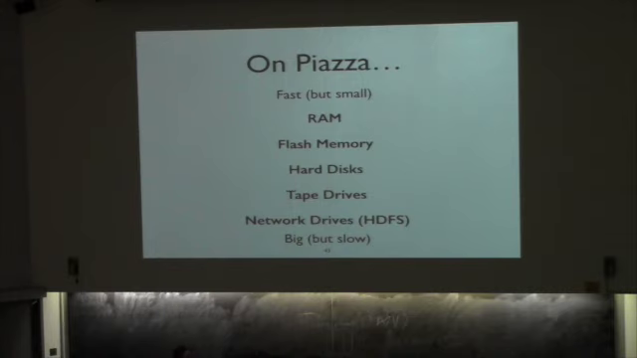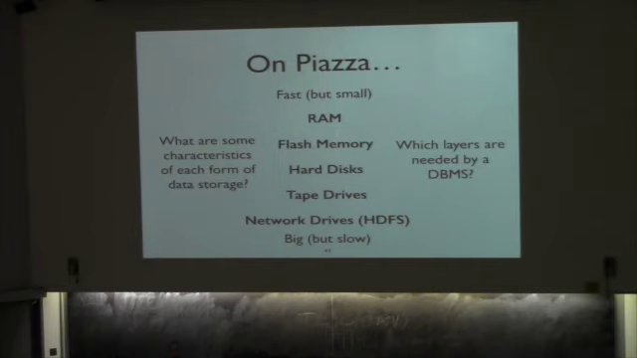So for the cheesecake tokens of the week, I'd like some discussions on Piazza. There's a variety of different classes of memory in this hierarchy. I'd like to see basically some discussion about what are the characteristics of each of these, what their properties are, how you would access data on one of these, and more generally, which of these are important to a data management system.